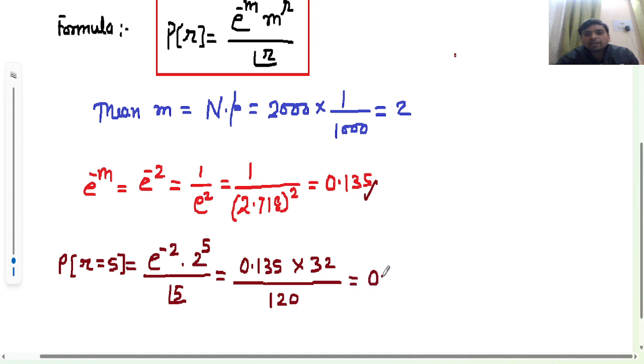So on solving this you will get approximately 0.03. We can calculate this using a calculator. So this is 0.135 multiplied by 32, and this divided by 120. So this is 0.036. So this is the probability for exactly 5 houses getting fire, P(5). So this is the answer.